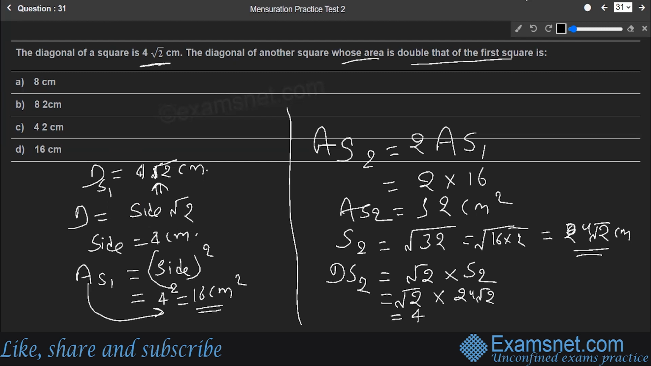24 into 2. That is to be calculated, root 2 into 24 into 2. So this is what is coming out to be 24. Rather, this was not 24 root 2, this was just simply 4 root 2. So it has to be simply 4 root 2, which is nothing but 4 into 2, that is nothing but 8 centimeter. So the diagonal of the second square is 8 centimeter. Here goes the answer.